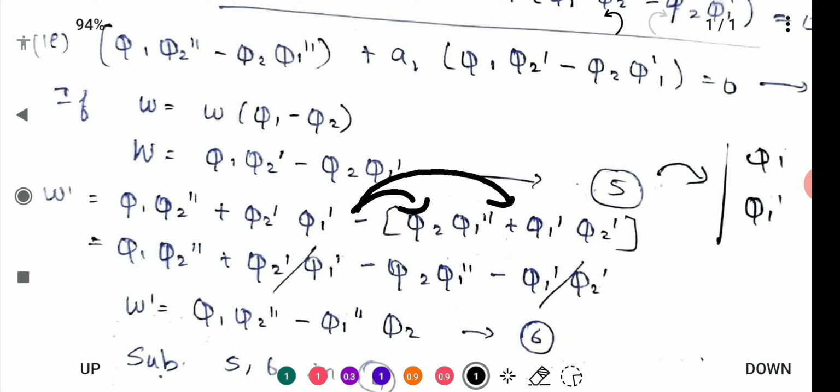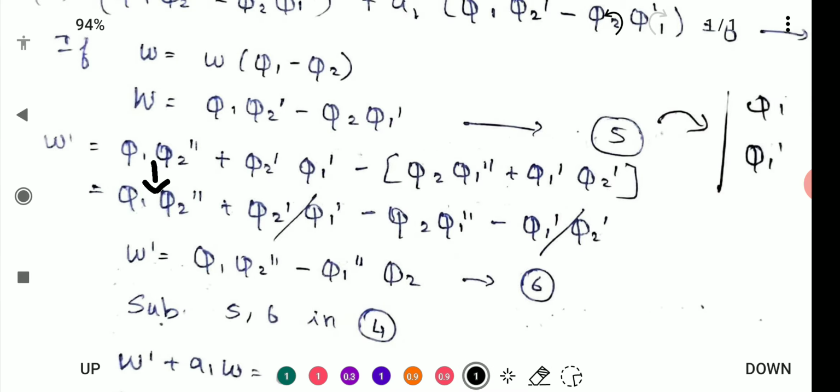So then I have written this two times as it is, then minus phi 2 into phi 1 double dash, then I am bringing this minus symbol here, so minus phi 1 dash into phi 2 dash. Okay, so I am going to cancel two terms, because here it is phi 2 dash into phi 1 dash, and here minus phi 1 dash into phi 2 dash. So I am just cancelling. So the remaining terms are phi 1 phi 2 double dash minus phi 2 phi 1 double dash.